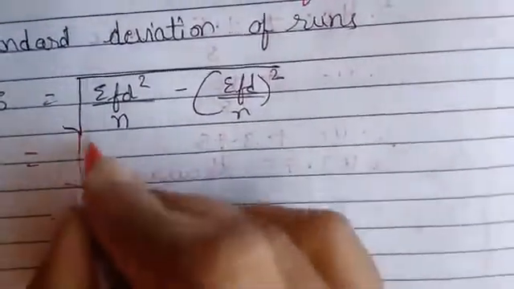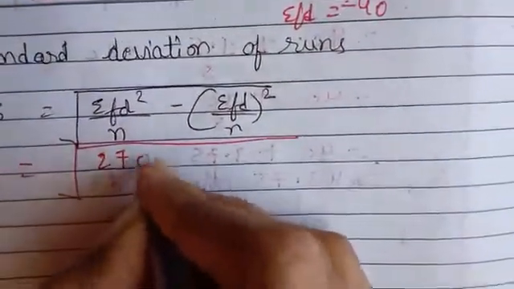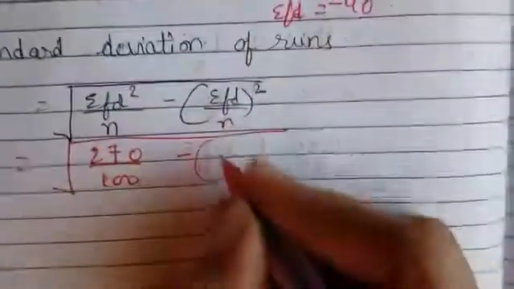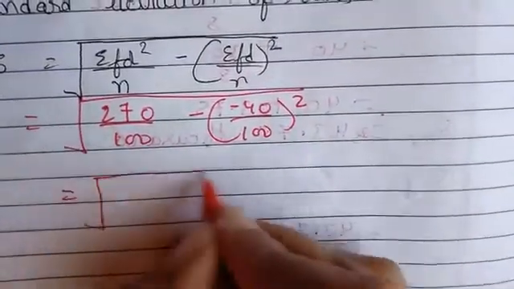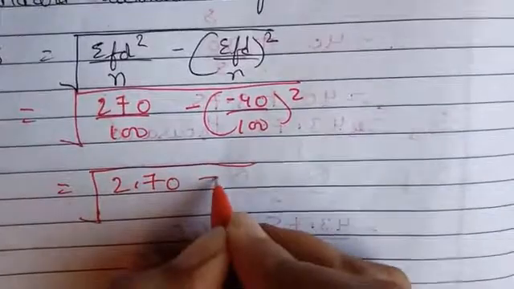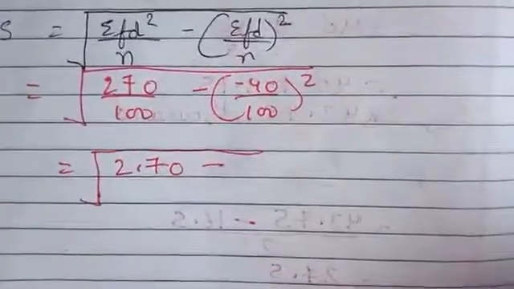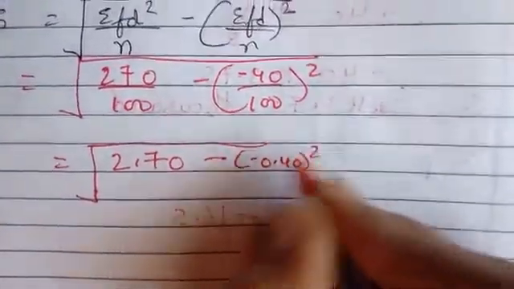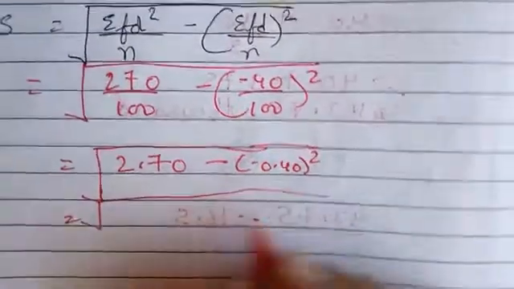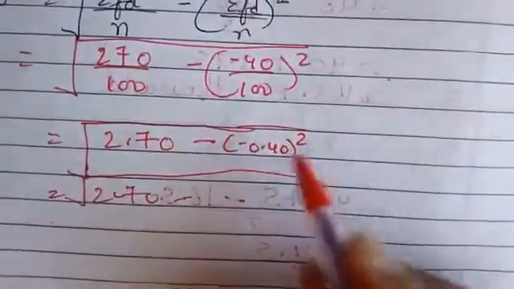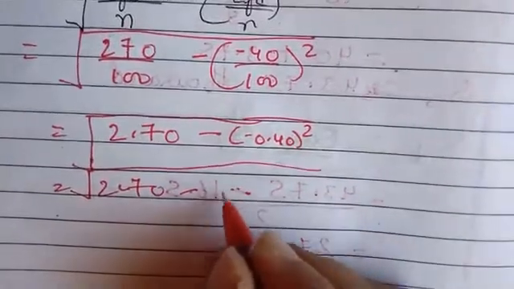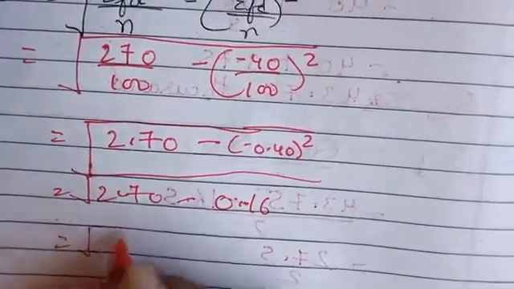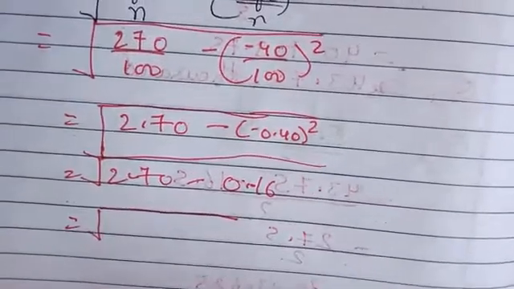So sigma FD square upon n minus sigma FD upon n whole square. Sigma FD square is 270, n is 100, minus sigma FD value, which is minus 40, upon 100 whole square. That is equal to 2.70 minus, now when you divide minus 40 by 100, that will be minus 0.40 square. So 2.70 minus 0.40 square, that will be 0.16.